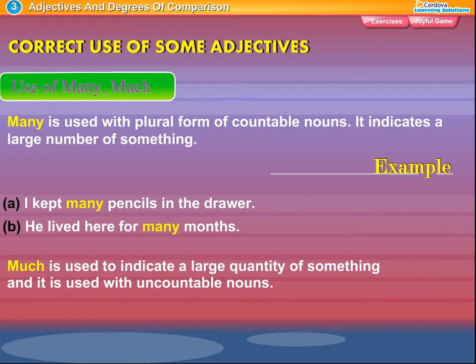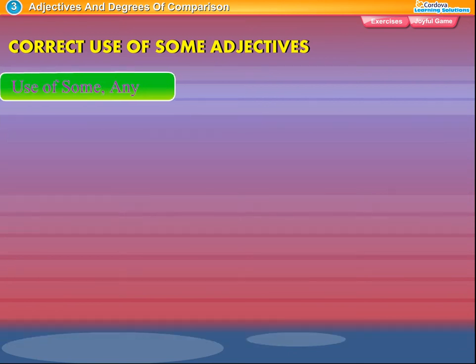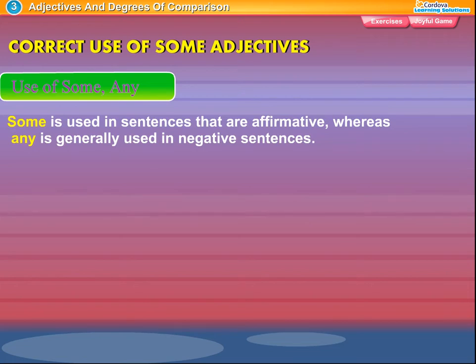Much is used to indicate a large quantity of something, and it is used with uncountable nouns. Examples: A. There is much milk in the jug. B. She experienced much thrill when she went for adventure sports. Use of some, any. Some is used in sentences that are affirmative.